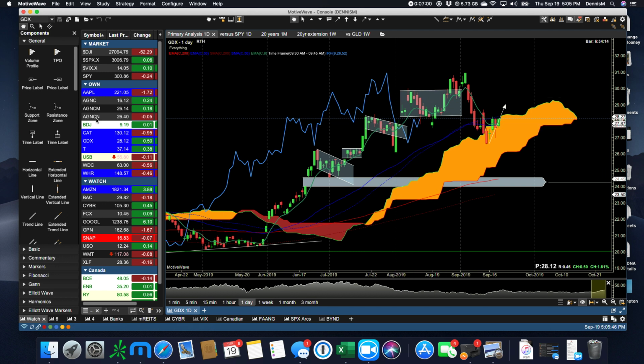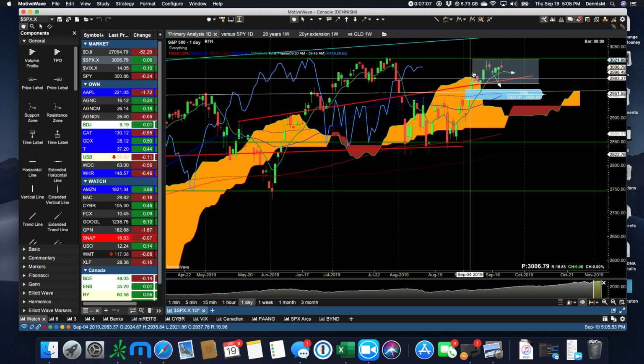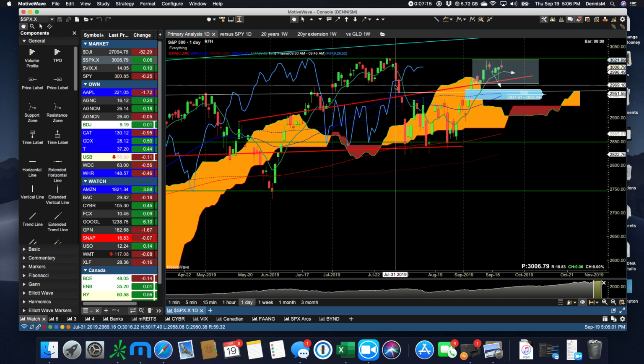But anyways, don't want to belabor the point here. The S&P is in a bull flag, and typically it breaks higher, but unfortunately the bull flag is topping out at a previous high, and that's going to be tough to break. That's my thoughts for today.